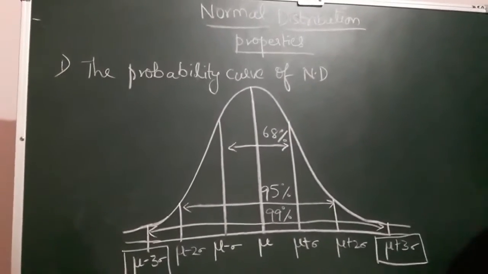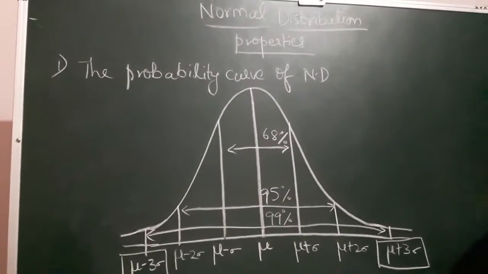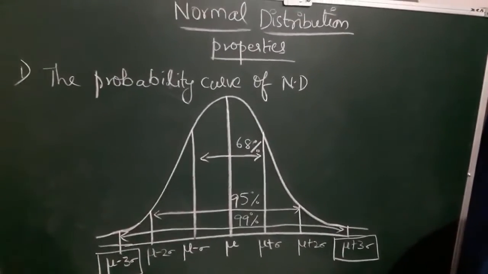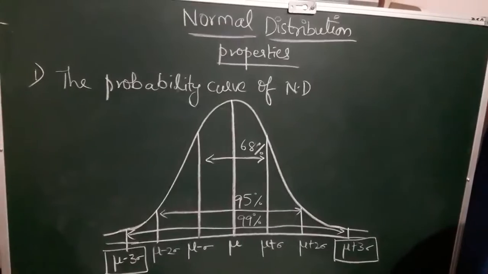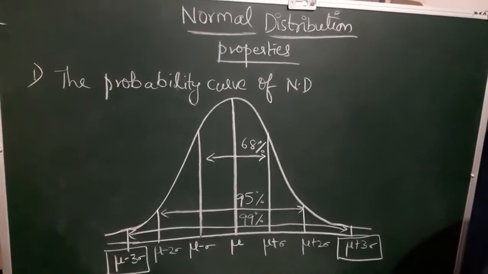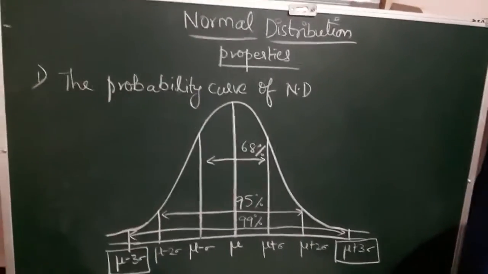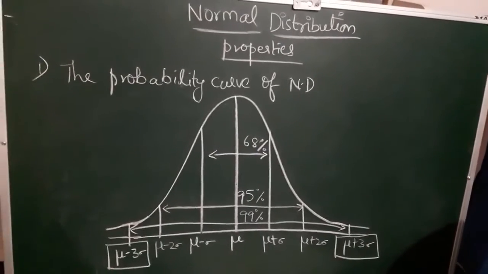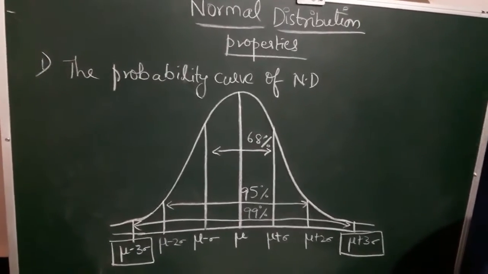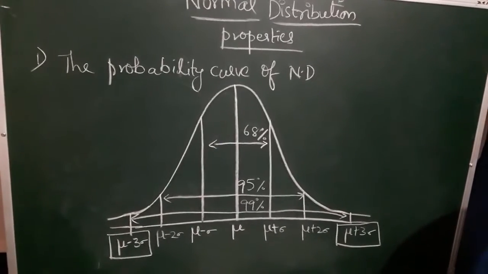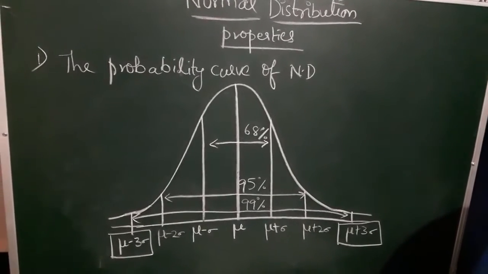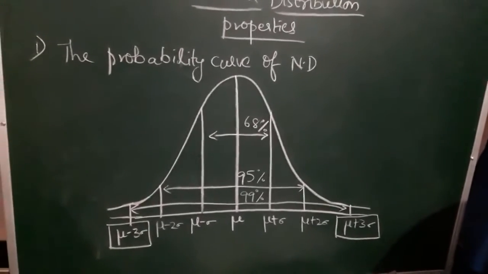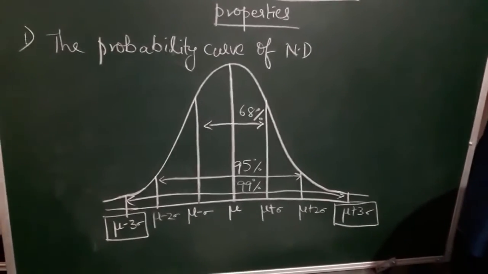Good morning, students. Today I am going to discuss the properties of normal distribution. Now, look here at the normal curve I have drawn. Here is the probability curve of the normal distribution; generally, the normal distribution has a normal curve. I have drawn it here, and you might have observed it. Look at the curve.